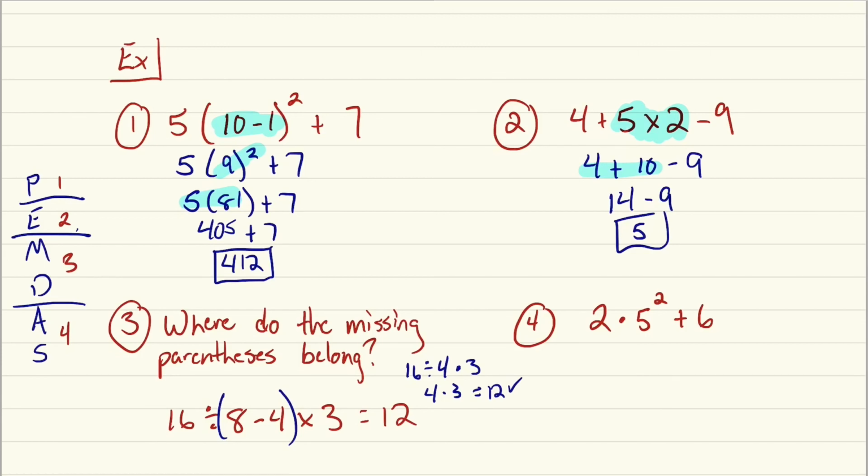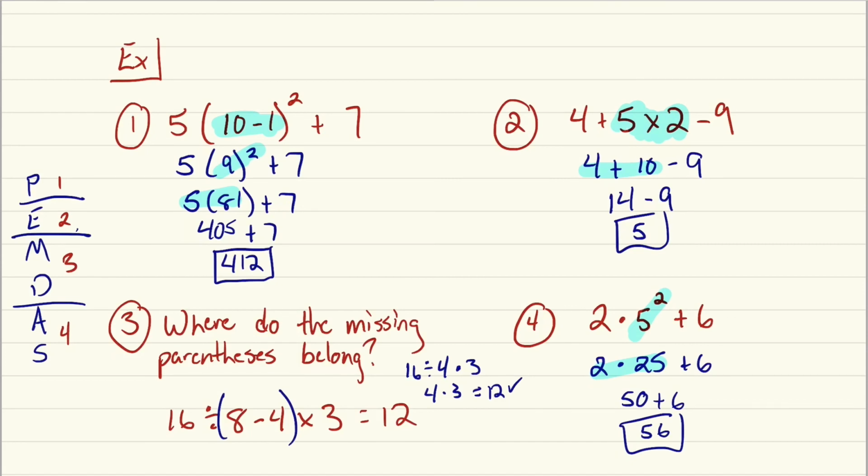Our last problem for order of operations has 2 times 5 squared plus 6. So again, we start with our order of operations with parentheses. Do we have any parentheses? No. So we move on. Do we have any exponents? Yes, we do, right there. So our exponent 5 squared is 25. So that ends up giving me 2 times 25 plus 6 after I rewrite everything. Then we move on to multiplication and division. We got multiplication right there, which is 50 plus 6, and our final answer here is 56.